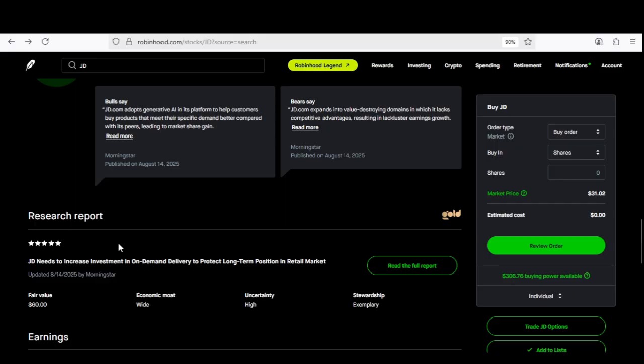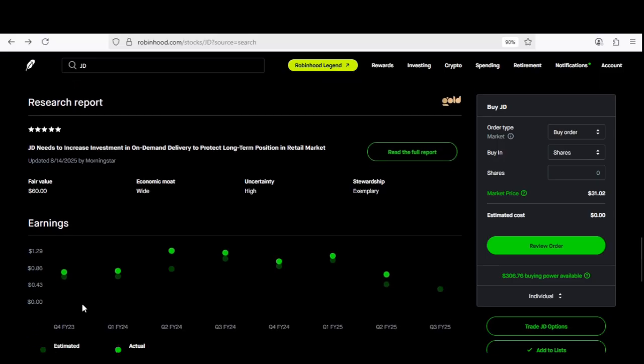Now, going down even further, we have the fair value of the stock. The fair value is actually $60. The fair value tells us that if everything works out how it should be working out, then the actual price of this stock should be around the $60 mark. Currently, however, the actual price is at $31. So if this stock were to go back to its fair value, you would have doubled your money. Hence, a lot of opportunity has presented itself with this stock.